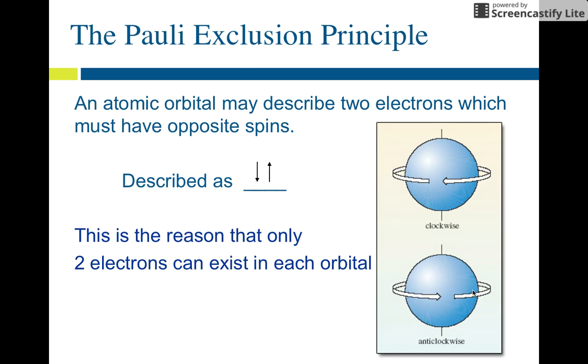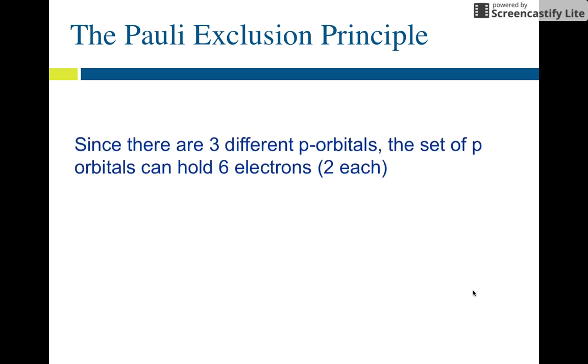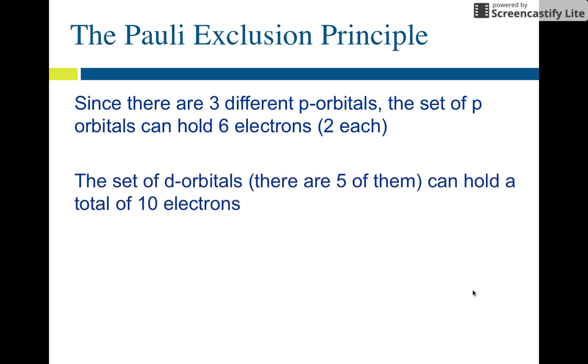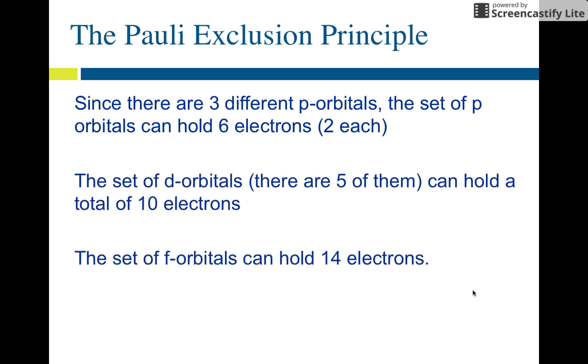And so, as I was saying, that leads us to this idea that the three p orbitals can hold a total of 6 electrons, 2 apiece. The set of d orbitals can hold 10 electrons, since there are 5 d orbitals, and the set of f orbitals can hold 14 electrons.